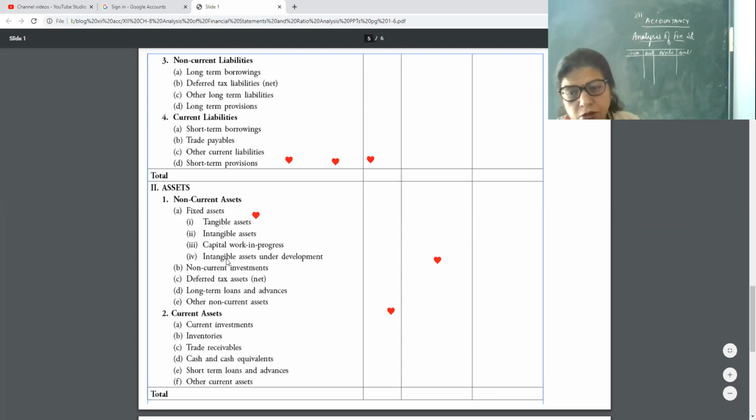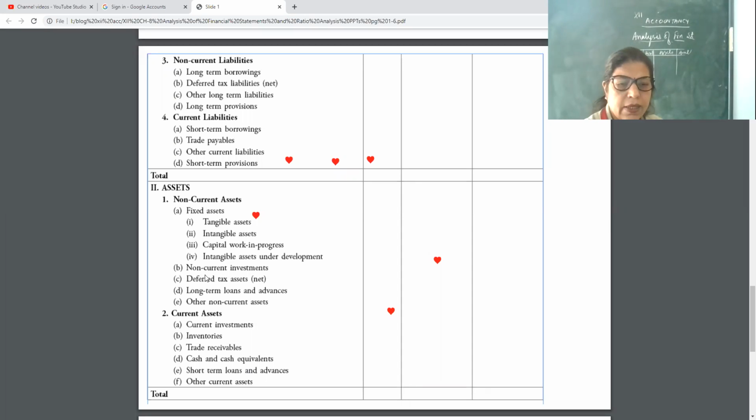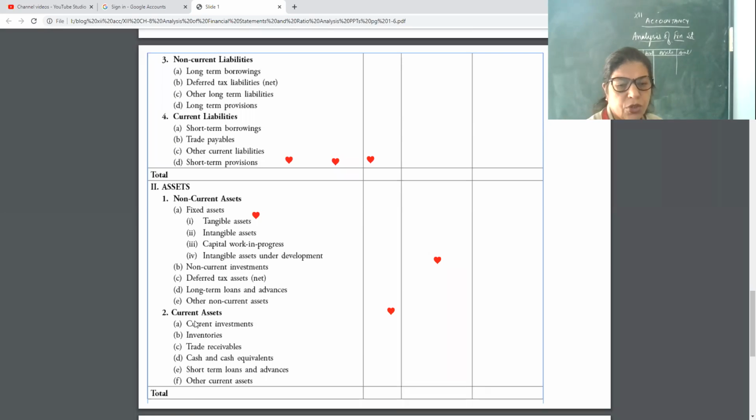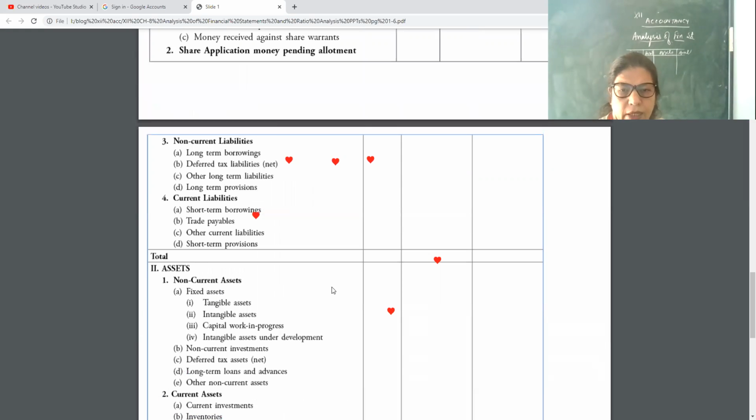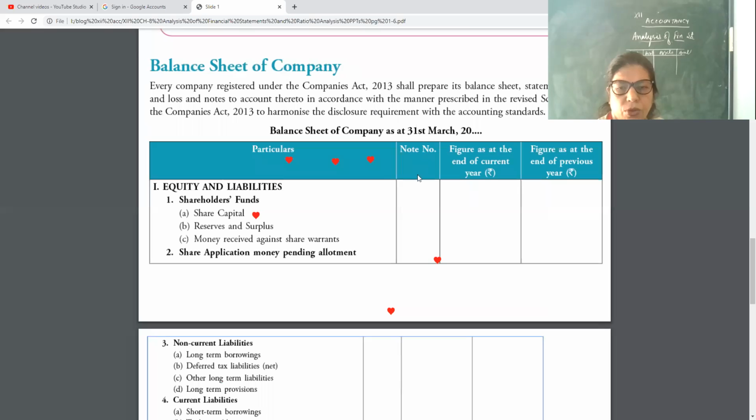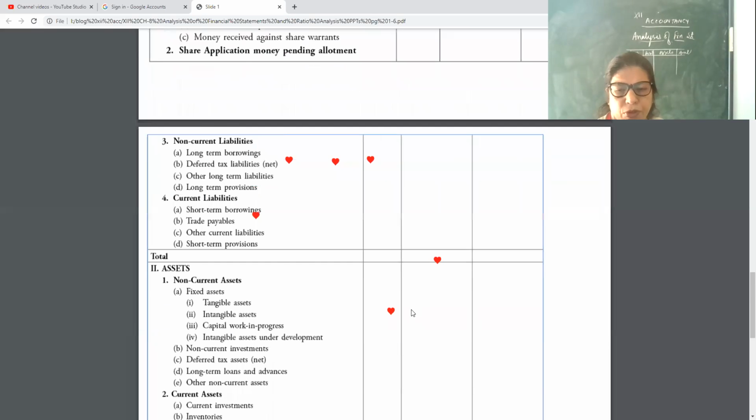Tangible, intangible, capital work in progress, intangible under development. A blank format will also come in the exam. Then non-current investment, deferred tax, long-term loan, other non-current assets. Then current assets are classified in six parts: current investment, inventory, trade receivable, cash and cash equivalent, short-term loan and other current asset. See, in the notes, the note number is also prepared.